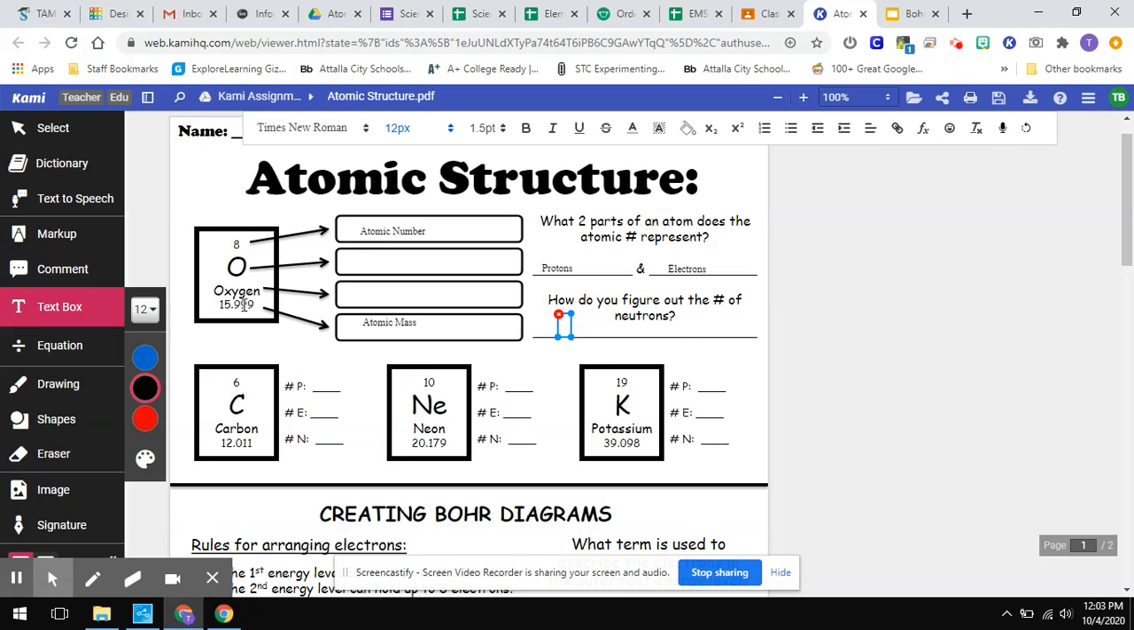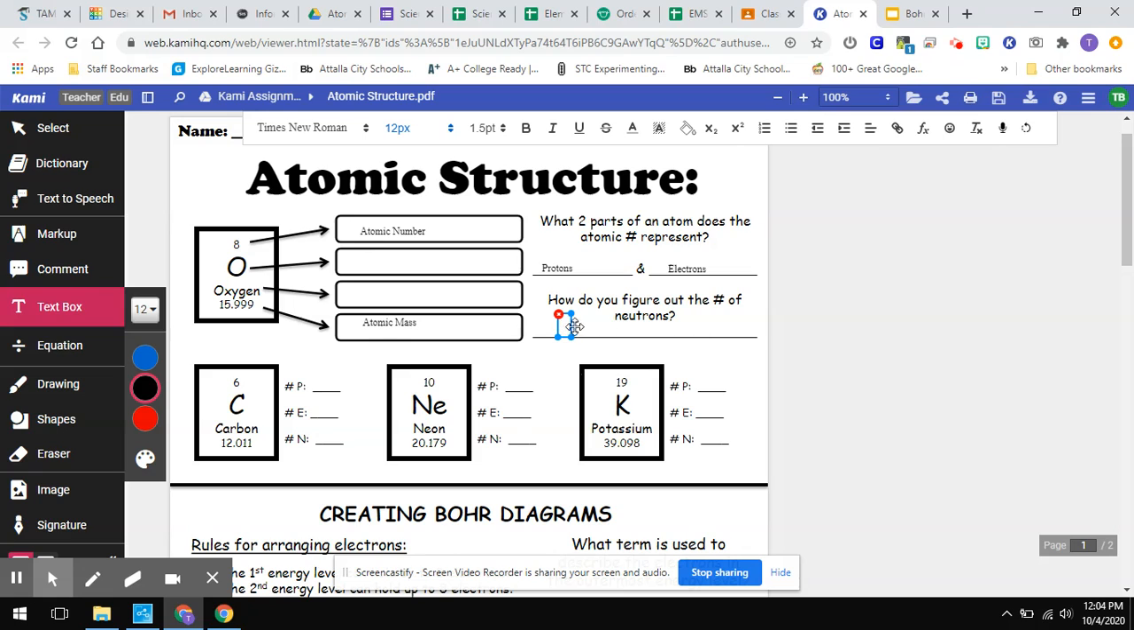I do suggest to round your masses. So you would look to the right of the decimal, and if this number to the right of the decimal is 5 or greater, then you would round it up. Just as this one is 15.9, you would round this up to 16. So in order to determine its neutrons, you would say 16 minus 8, and you would also have 8 neutrons for this atom. Neutrons are not always equal to your protons and electrons, but they are in some elements.